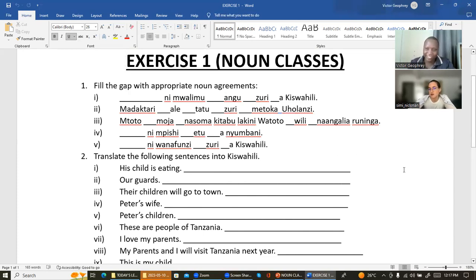But what is this mzuri? Mzuri is correct. Yeah, but why? What is the English translation of this sentence? Is it my teacher of good, or he is my good teacher? Huyu ni mwalimu wangu mzuri wa Kiswahili. This is my good Swahili teacher. So he is my teacher, and he's also good in teaching Kiswahili. That's what it means. Okay.